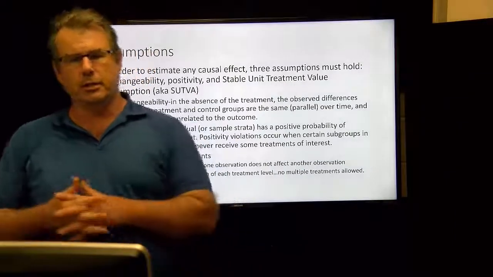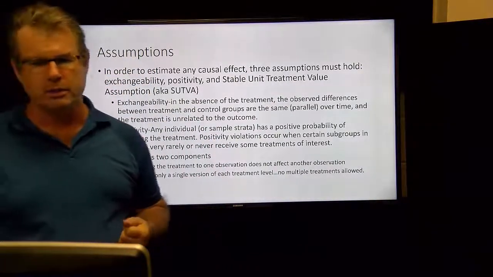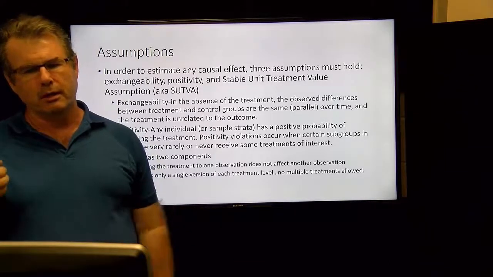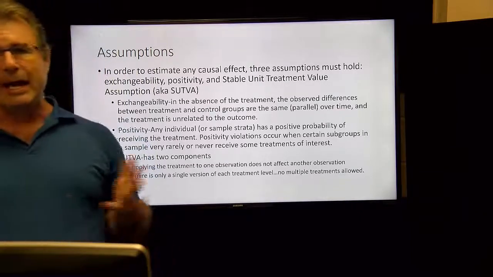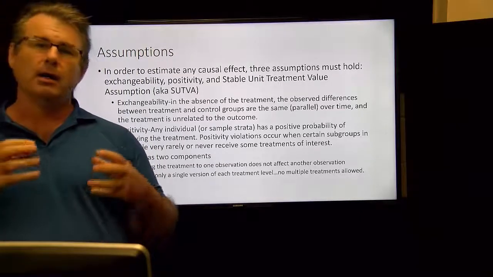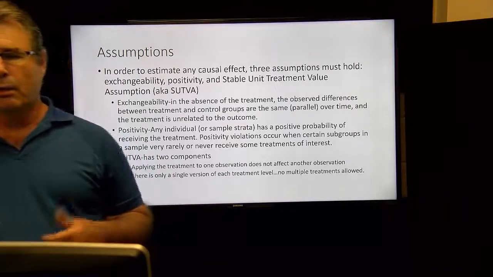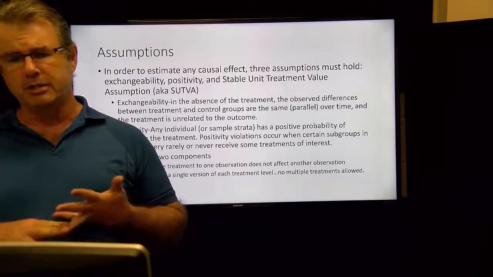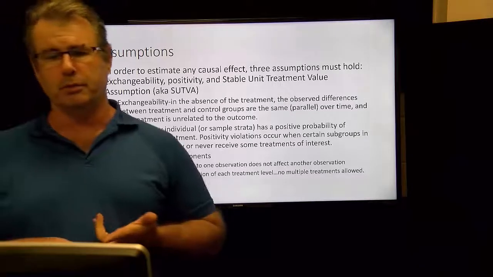So there's some assumptions that we have to take care of. And in all the models that we deal with, there's always assumptions. And so these assumptions are generally classified into three categories. In order to estimate any kind of causal effects, in order for our beta coefficients in our regression model to be causal, we have to satisfy these three assumptions. They're called exchangeability, positivity, and stable unit treatment value assumption, or SUTVA.